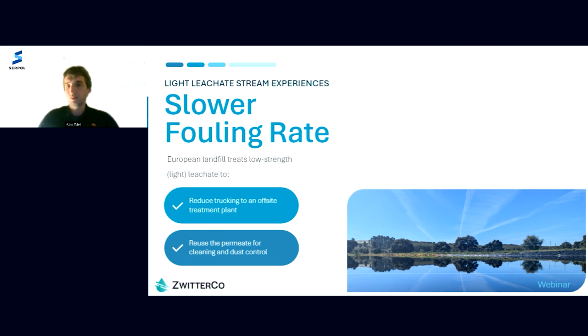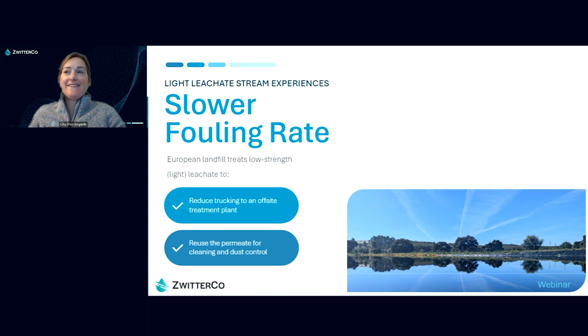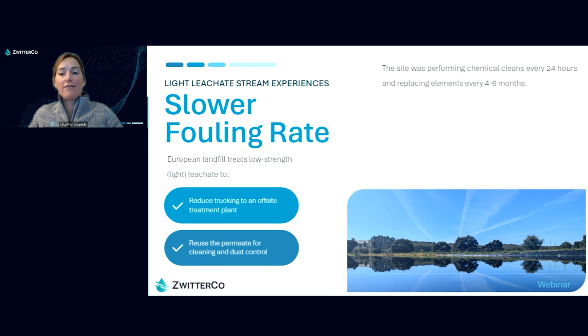Thanks, Alon. Just to quickly summarize the site that Alon reviewed, this site has a low strength or light leachate, meaning the TDS levels are a little bit lower than some of the other leachate sites that we talked about, which enabled them to use brackish water RO elements. As Alon mentioned, the site uses RO to treat the leachate so that they can reduce the waste volumes that are hauled off-site for treatment. And by using RO, they were able to reuse the permeate for cleaning and dust control.